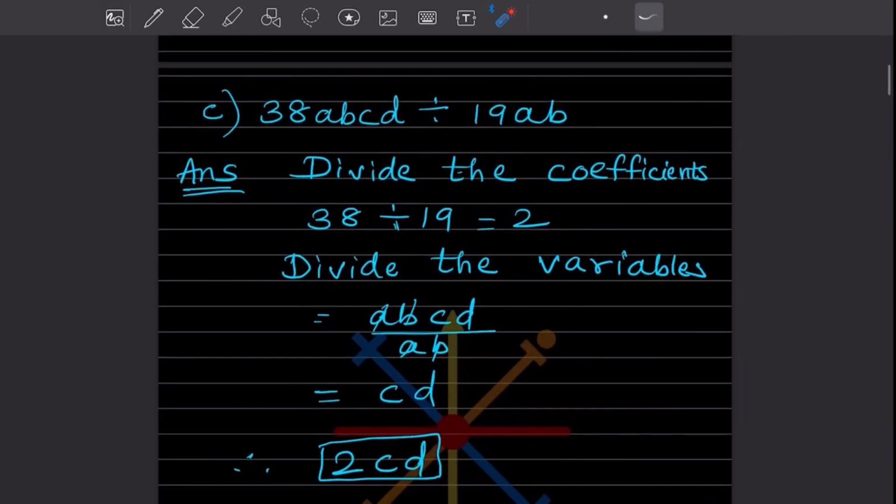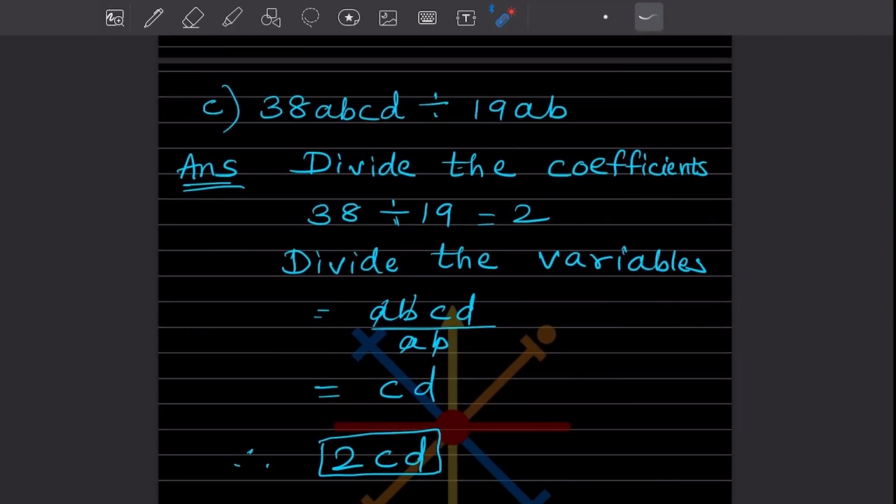Now the next one says 38 ABCD divided by 19 AB. So again here you are going to divide the coefficients. So 38 divided by 19 is 2. Then the variables, you are going to divide the variables. So ABCD divided by AB. So A and A, B and B cancel. So what remains is CD. So again here the same. Here you have to compare this and this, right? 2 is here because these are the coefficients, and CD means you have to mix together. That is 2CD.